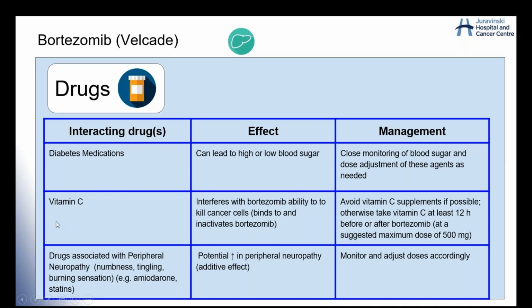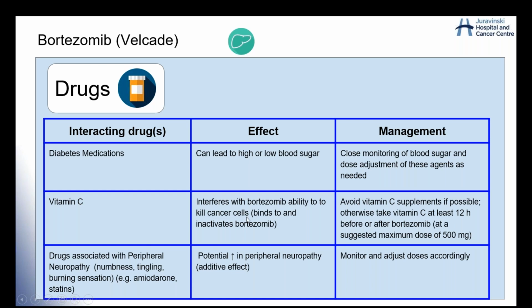The next one here on the list is vitamin C. So vitamin C, again, is a very popular over-the-counter supplement or vitamin that a lot of folks take just for its antioxidant effect. This one, unfortunately, tends to interfere with bortezomib's ability to kill cancer cells.